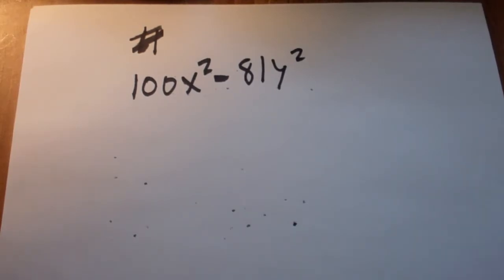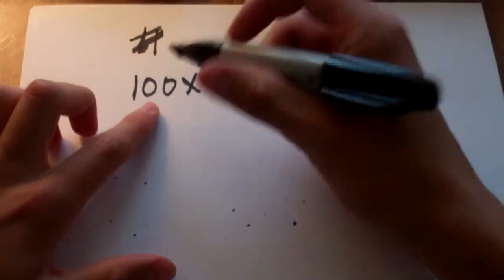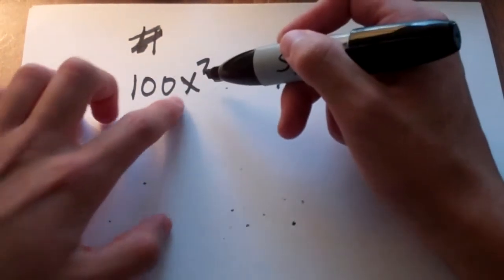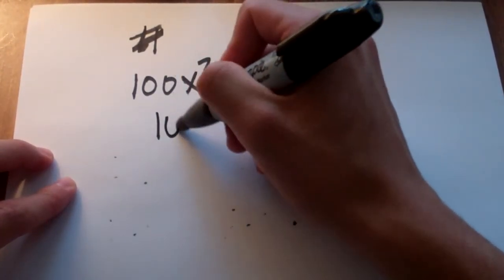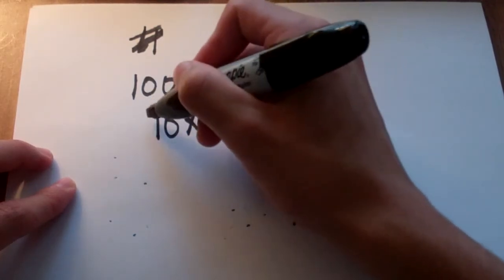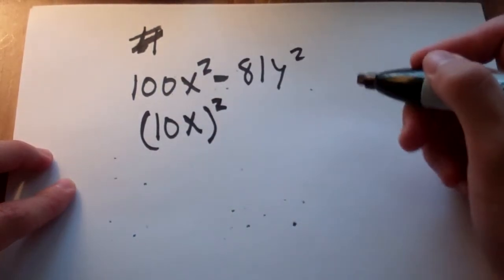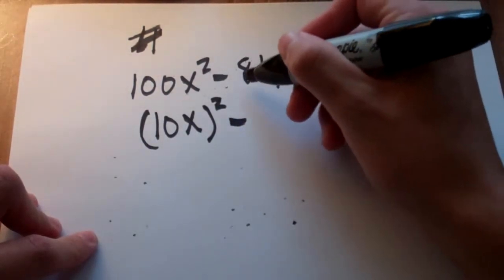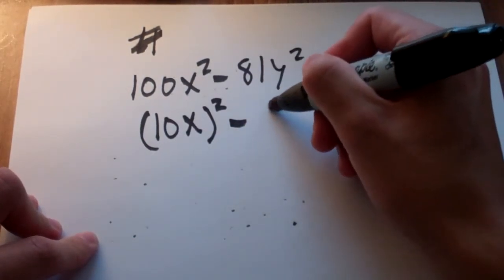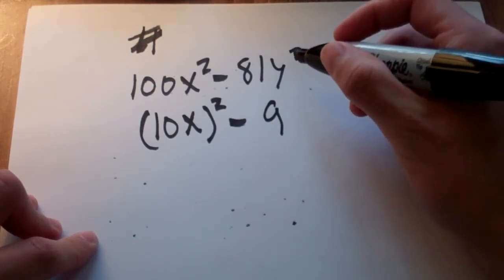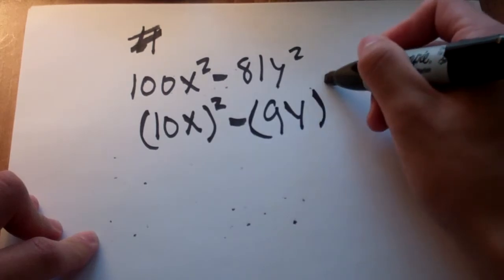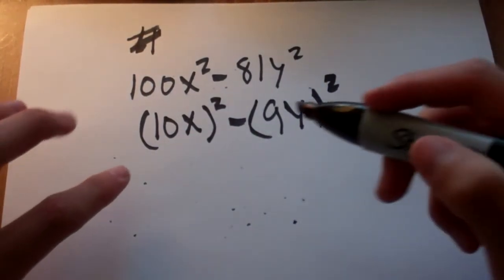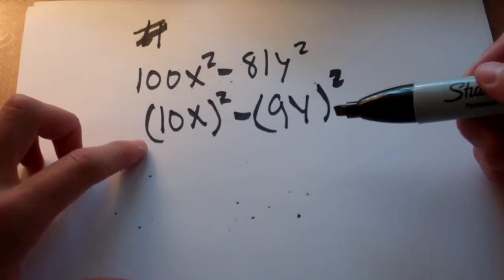Let's look at what's a in this case and what is b. What I want to do is ask what squared will make 100 and what squared will give you x squared? Well, 10x squared, minus what squared will give you 81? Well, 9 will. And then same thing here: we have a y, and we can write that squared. This is maybe a little bit easier to see if I write it this way.